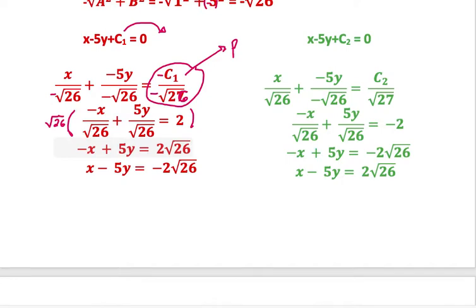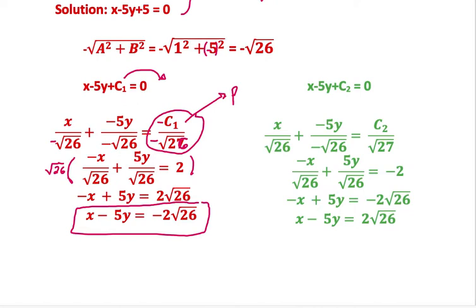Then, take note that we need to change a. Kung negative siya, let us make it positive. So, x, then change the sign of the other terms. It will become minus, then positive 2 will become negative 2. So, this is the equation of our first line. X minus 5y equals negative 2 square root of 26. How about the second line?